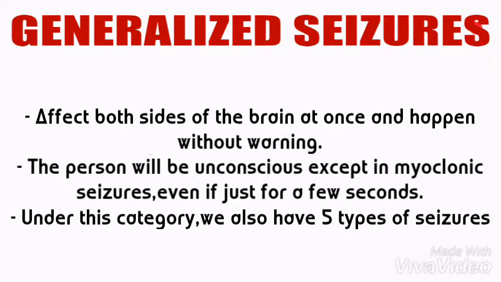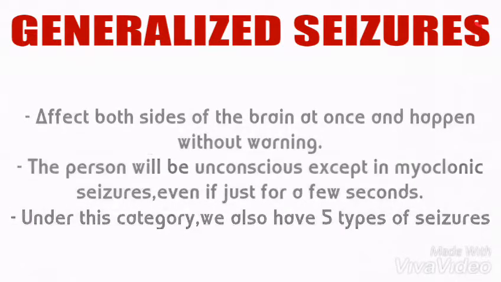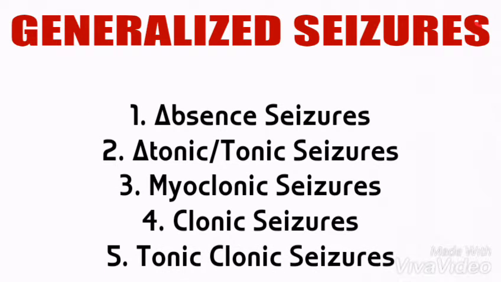Generalized seizures affect both sides of the brain at once and happen without warning. The person will be unconscious except in myoclonic seizures, even if it's just for a few seconds. Under this category, you also have 5 types. This includes absence seizures, atonic or tonic seizures, myoclonic seizures, clonic seizures, tonic-clonic seizures.